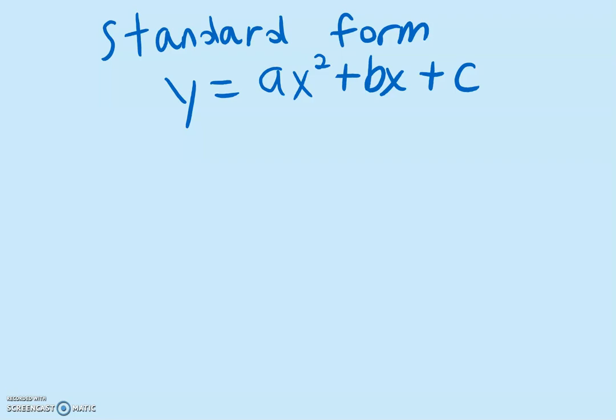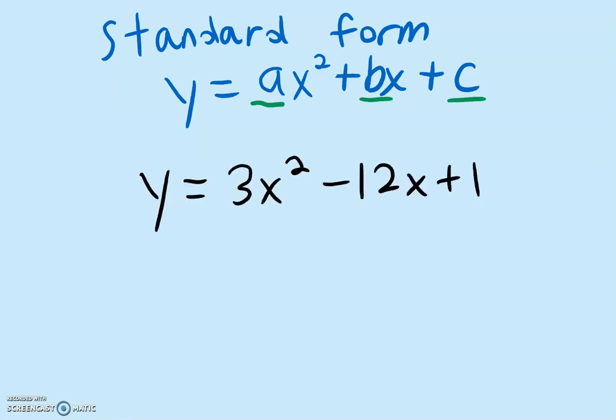In this video, you will learn how to find the vertex from an equation that is written in standard form. So standard form has ax squared plus bx plus c. The variables a, b, and c just represent numbers. In this example, we have y equals 3x squared minus 12x plus 1.